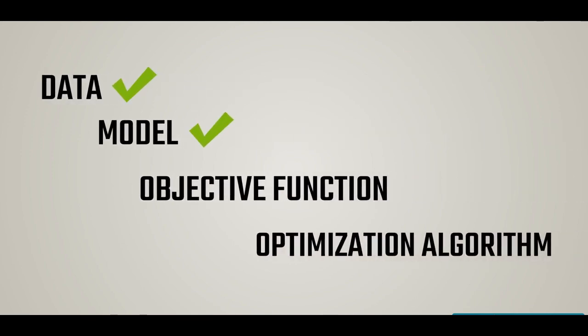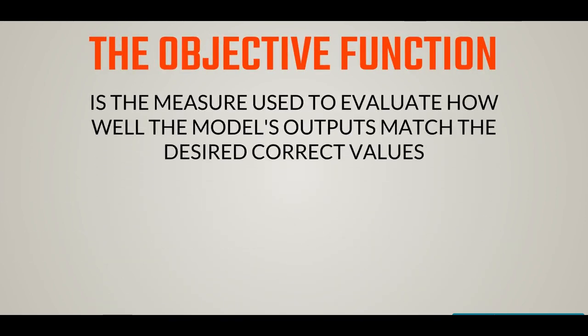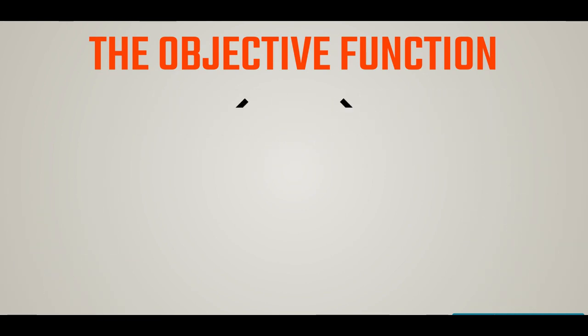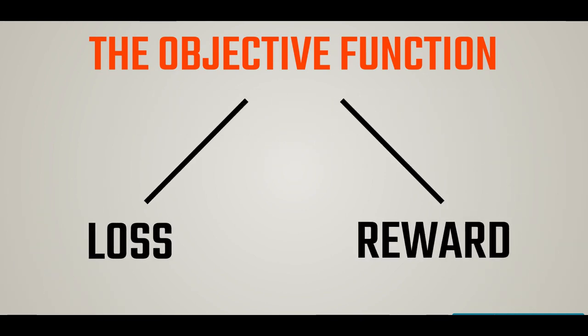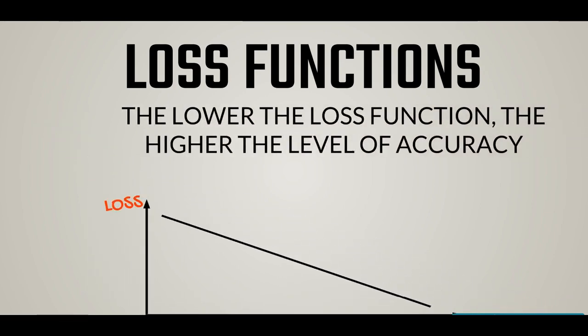It is time for the third building block of the machine learning algorithm, the objective function. The objective function is the measure used to evaluate how well the model's outputs match the desired correct values. In this lesson, we will elaborate on that. Objective functions are generally split into two types, loss functions and reward functions. Loss functions are also called cost functions. The lower the loss function, the higher the level of accuracy of the model.